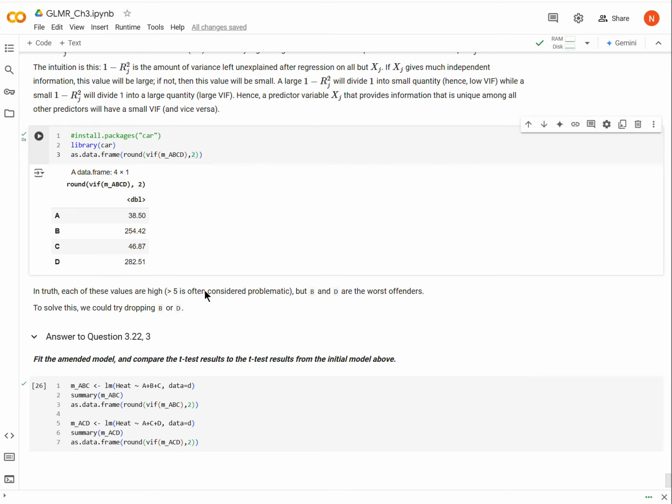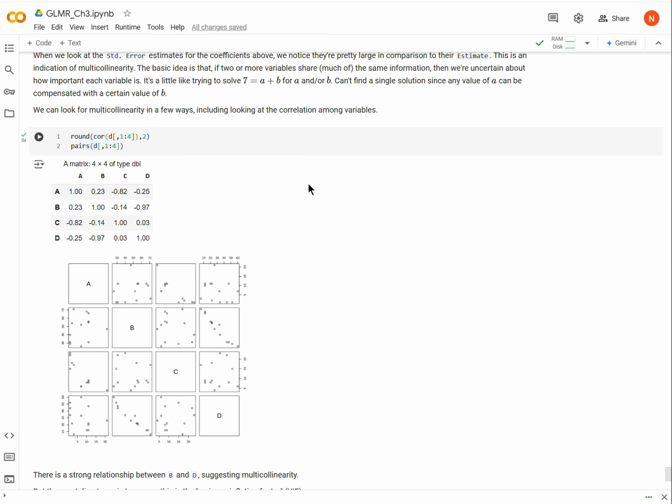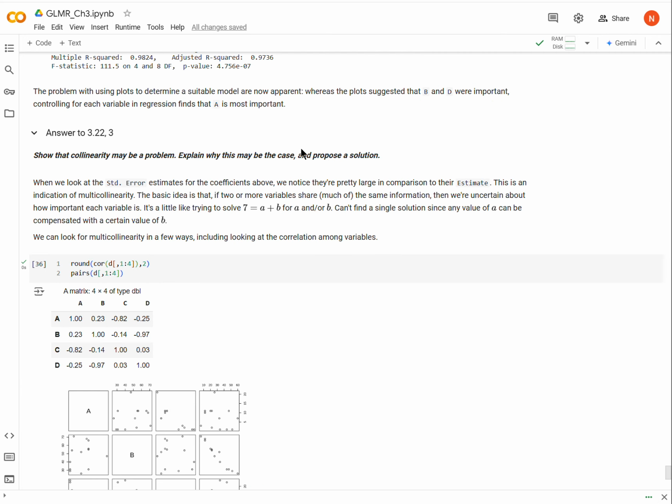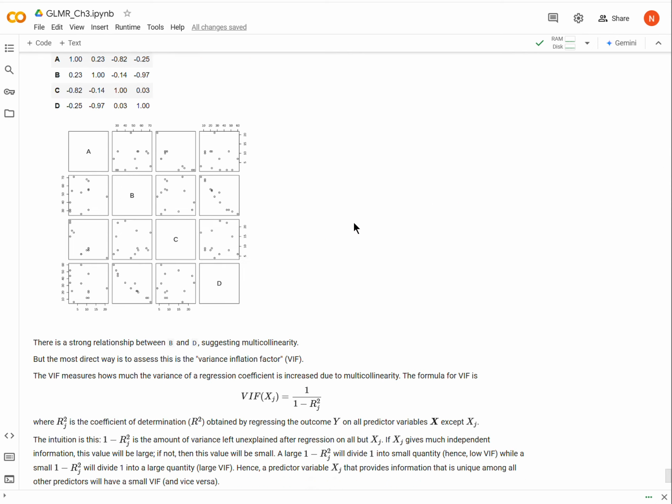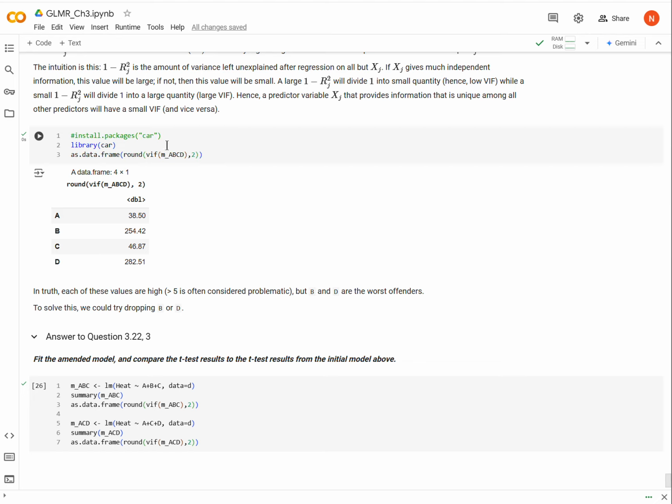So now we're also asked in this question to propose a solution to this problem. Okay. Well, the solution is we could omit B or D in the regression. And again, why? Well, it's because these predictor variables are containing a lot of the same information, and this is screwing up our ability to make inference. So we drop one of them, because it's duplicating a lot of information, and then run the regressions again.